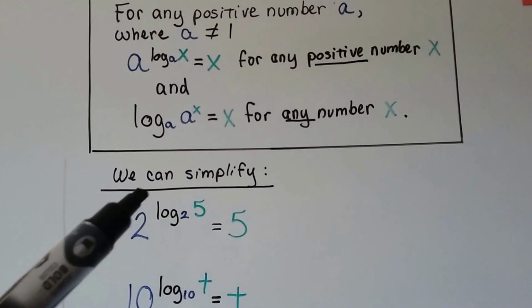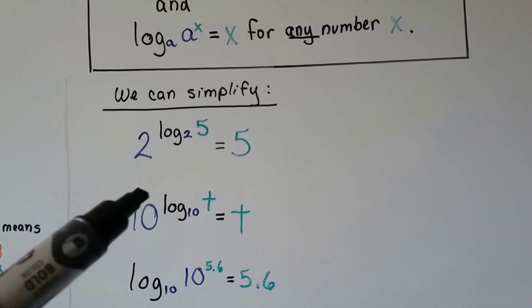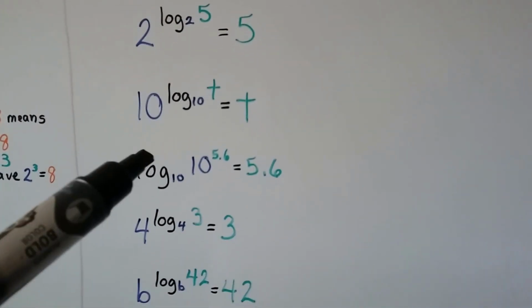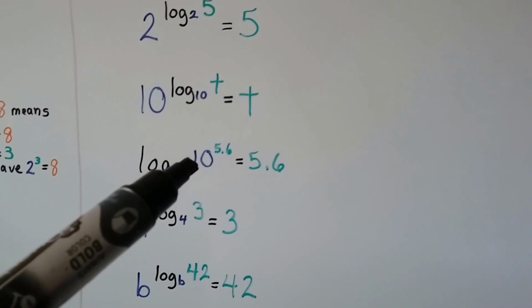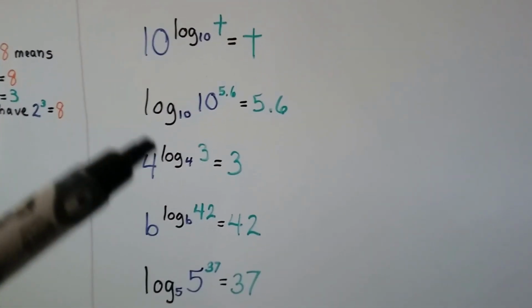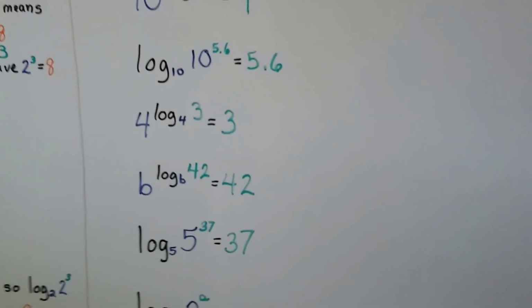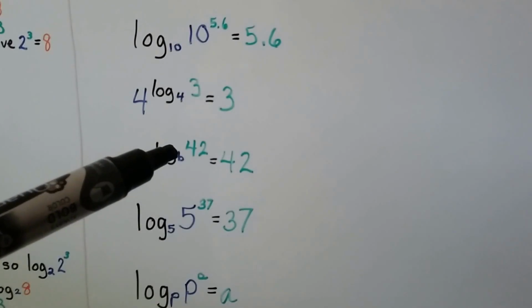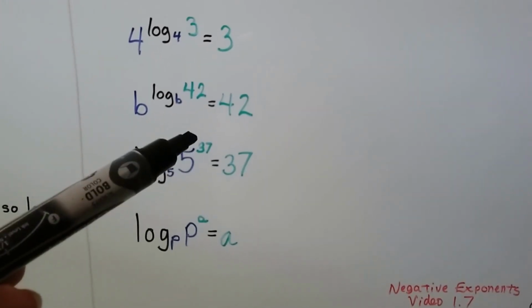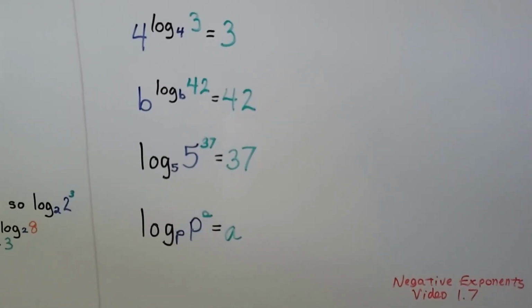So 2 to the log base 2 of 5 is going to be a 5. 10 to the log base 10 of t is going to be the t. Log base 10 of 10 to the 5.6 is going to be 5.6. 4 to the log base 4 of 3 is going to be 3. Isn't this easy? b to the log base b of 42 is going to be 42. We just look at that. That's our answer. That's our x. See? It's going to be a.